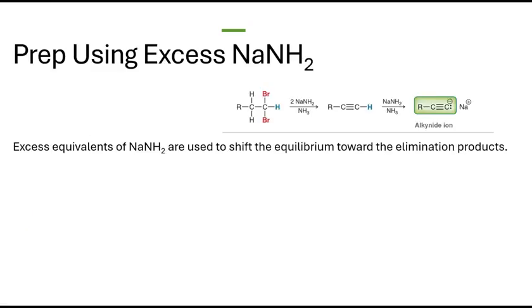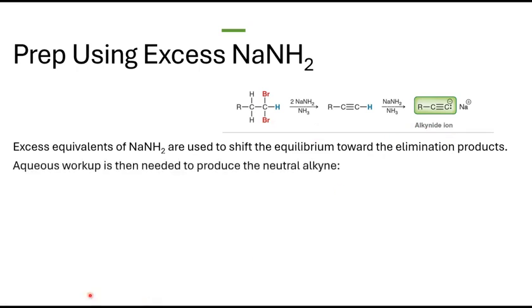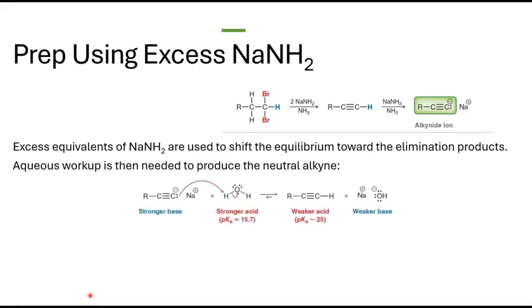Preparation using excess sodium amide. Excess equivalents of sodium amide are used to shift the equilibrium towards the elimination products. So here is excess sodium amide, which will result in the alkynide ion. Aqueous workup is then needed to produce the neutral alkyne.